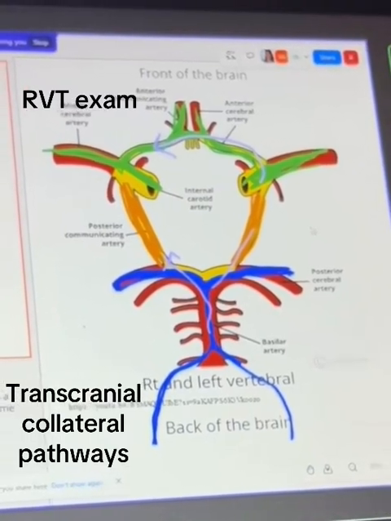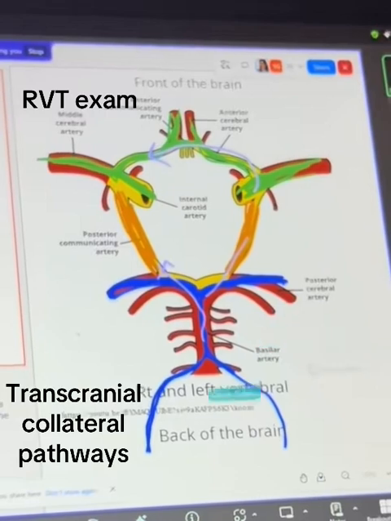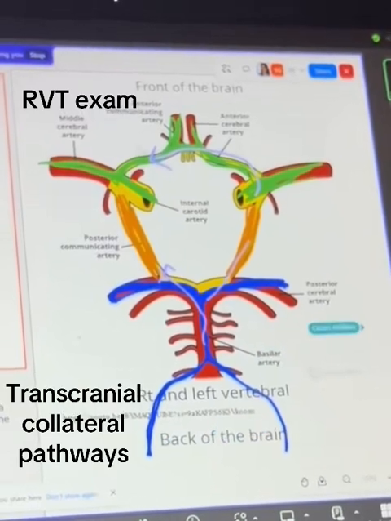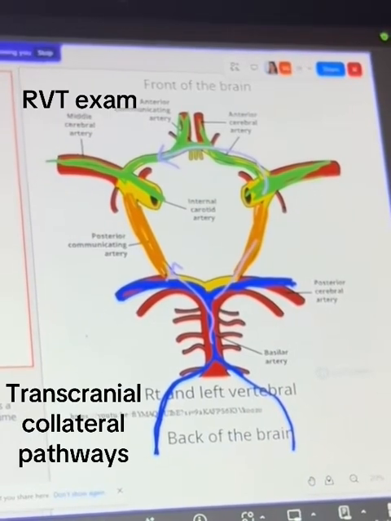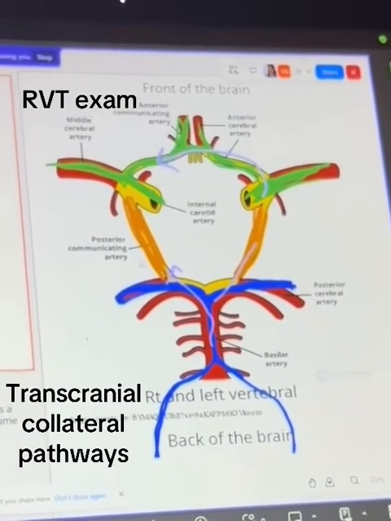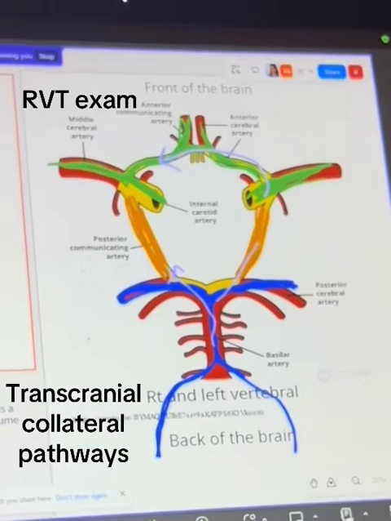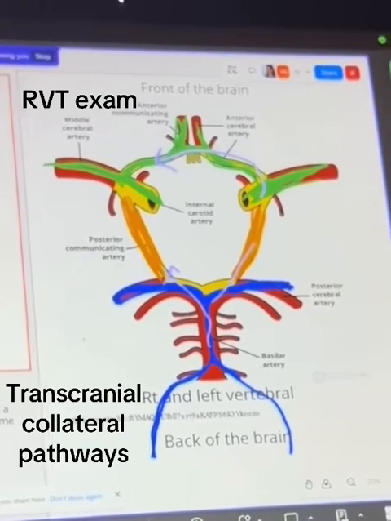Hemisphere collateral pathway. The second type of collateral could be posterior to anterior via the posterior communicating arteries. So let me erase these.